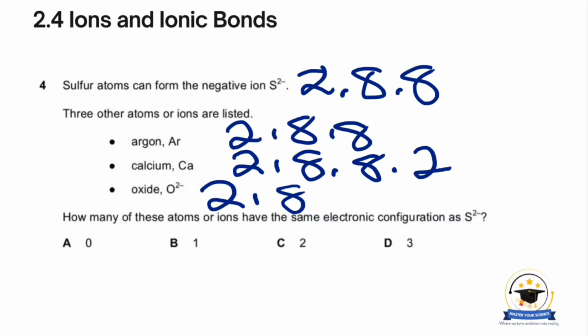So from what we can see here, only argon has the same electronic configuration as S2-. So the question is saying how many of these atoms or ions have the same electronic configuration as S2-, so that will only be 1. So our answer is B.